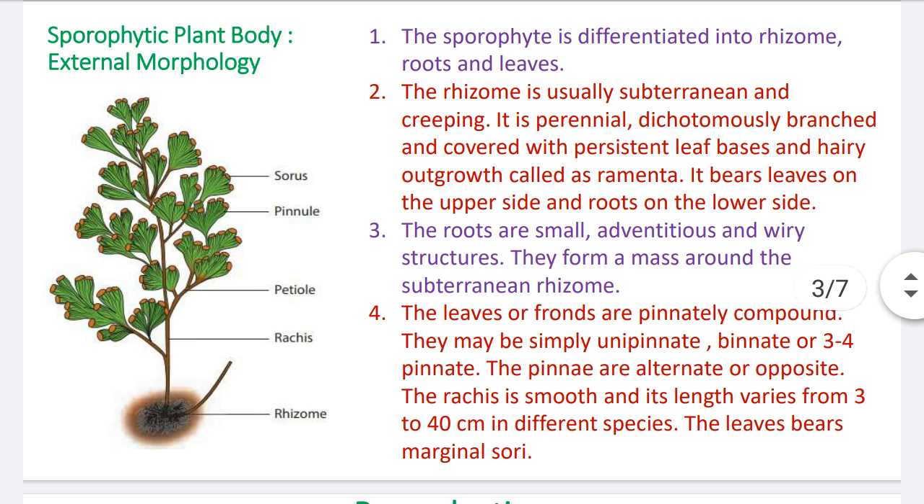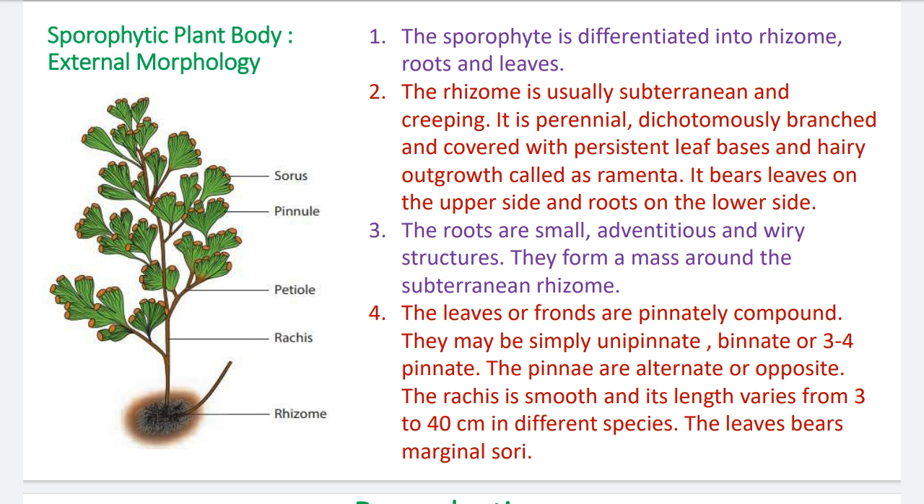Then the sporophytic plant body. Sporophytic plant body means the spore producing plant body. Here a photograph of the plant body is given. There is an underground rhizome. The rhizome produces roots toward the soil or toward the substratum, and these roots are adventitious roots.